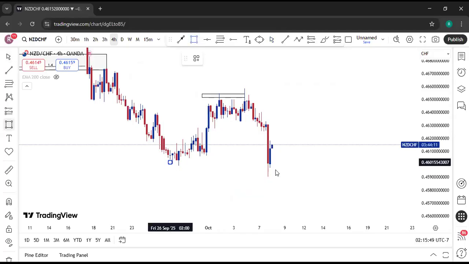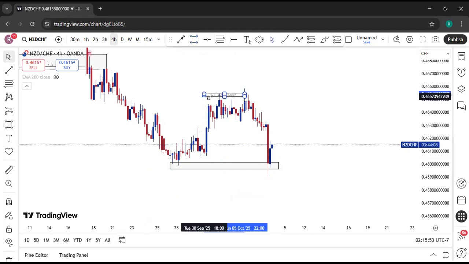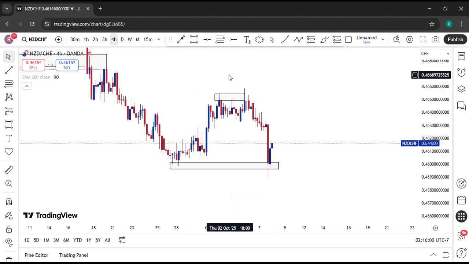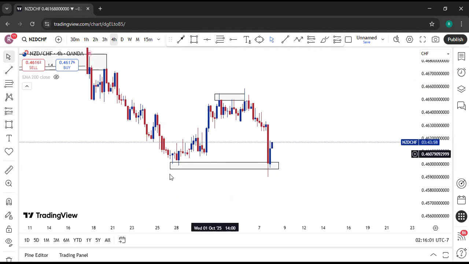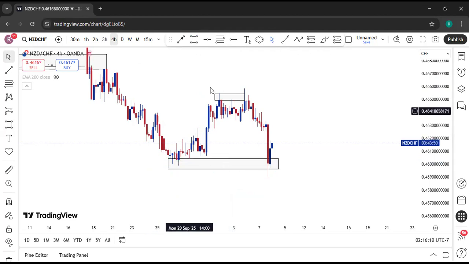So this is how that setup on NZDCHF came about, and I posted it on the Telegram community, and also shared some setups on my Instagram page as well. So if you're not following, ensure that you're following. I'm going to share also how the setup on NZDCAD came about. You can check the next video for that. So this is the setup on NZDCHF in a nutshell.